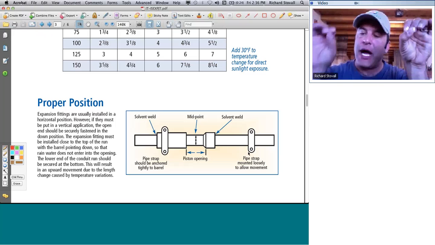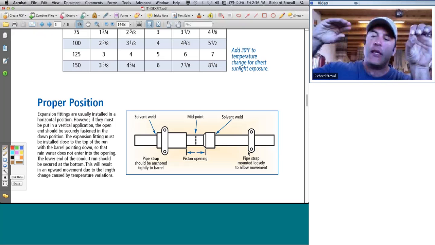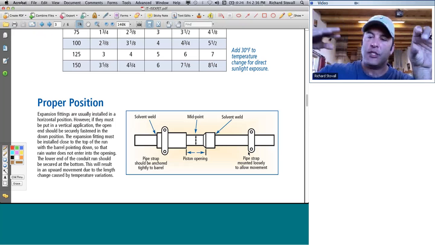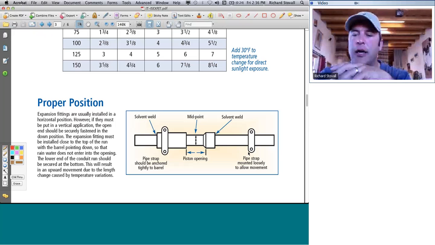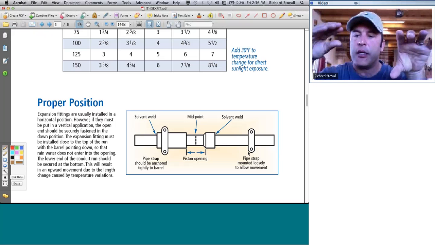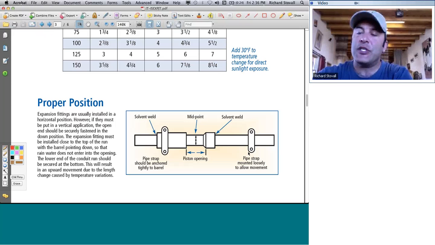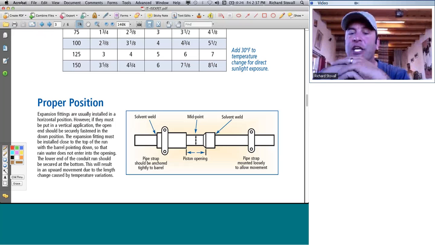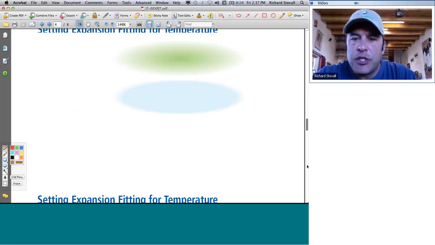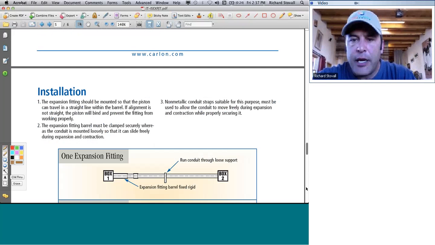So you want essentially the male side of the conduit to be able to move freely. The kind of strapping that you do on that conduit must allow for that motion, that expansion and contraction. But the barrel side, the female side of the connection, is fixed and locked down, okay? So this is a great illustration of what that looks like. And I believe there's another one further down. Here we go.